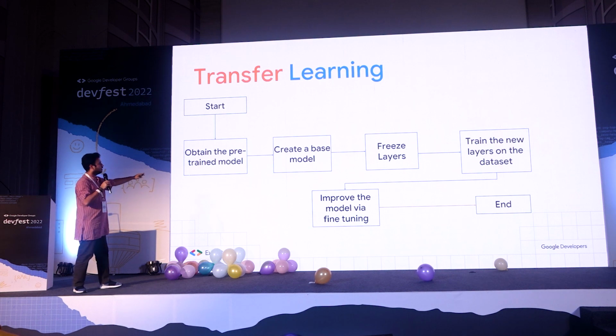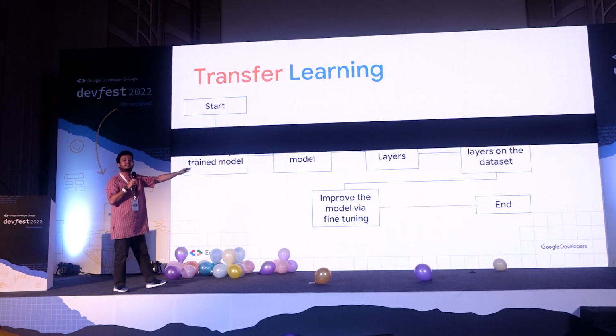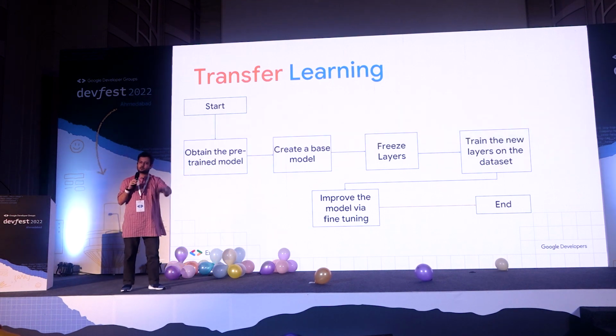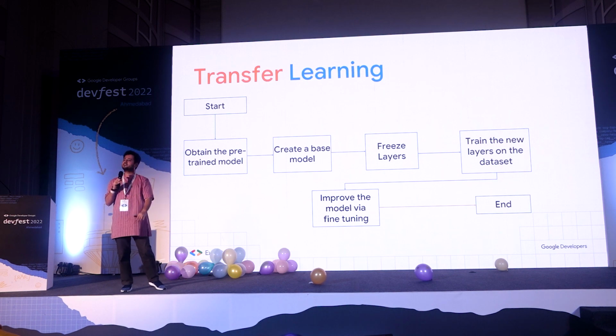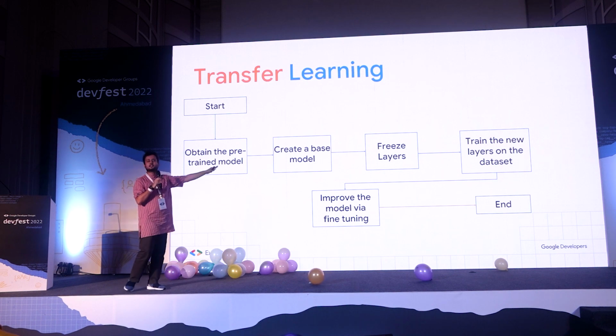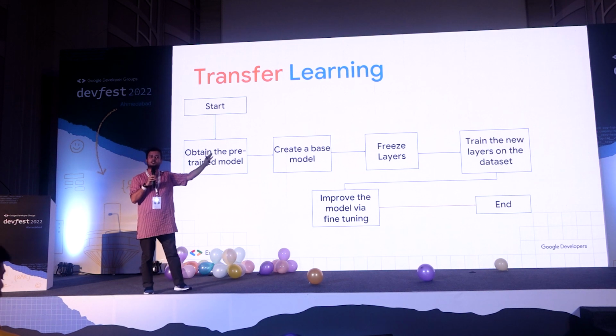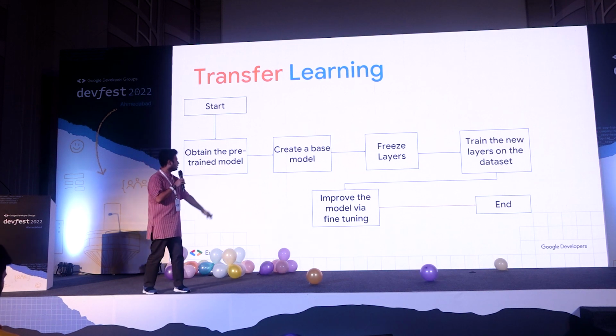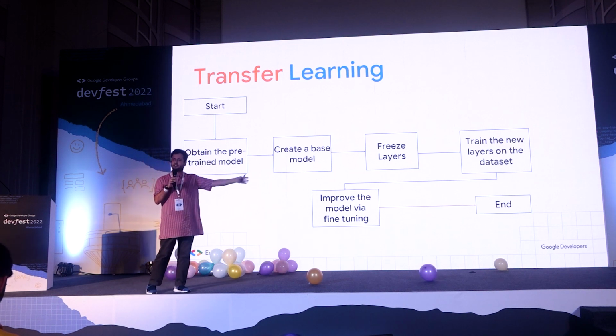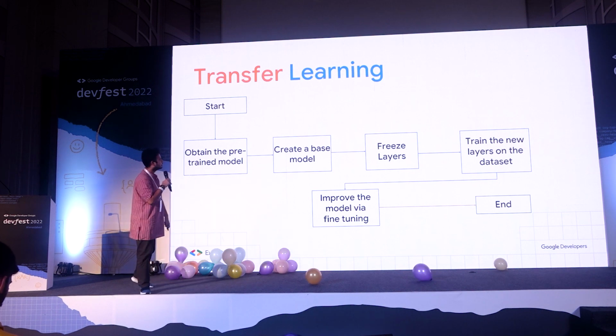Whatever I've spoken is what I've condensed into this particular slide. Start, obtain a pre-trained model, create a base model, freeze layers. So the initial part that I'm not touching is what is called freezing the layers. Train the new layer on the new data set that is created. Improve the model via fine tuning, and then end with your final model that is ready, okay?